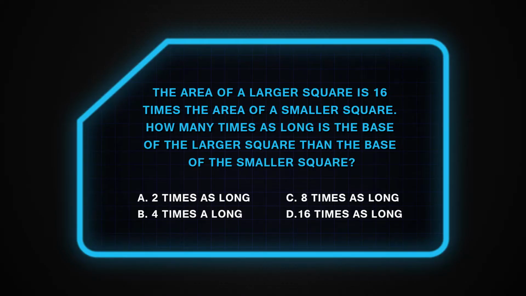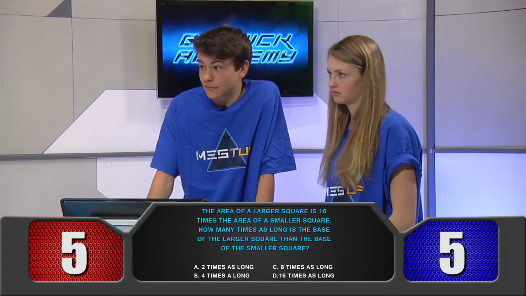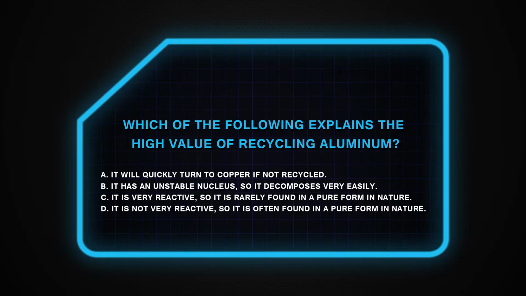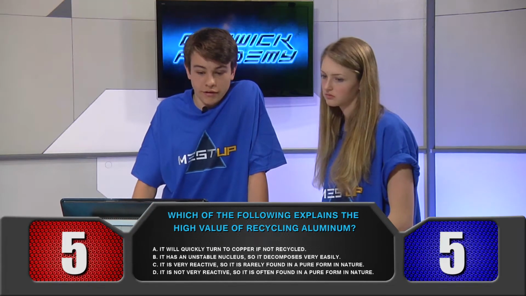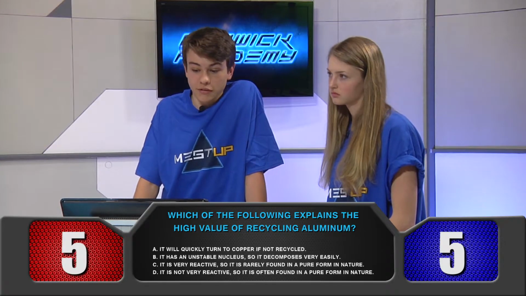Question 4. The area of a large square is 16 times the area of a smaller square. How many times as long is the base of the larger square than the base of the smaller square? B, 4 times as long. That's correct. Which of the following explains the high value of recycling aluminum? Blue team. C, it is very reactive, so it's rarely found in its pure form in nature. That is correct.